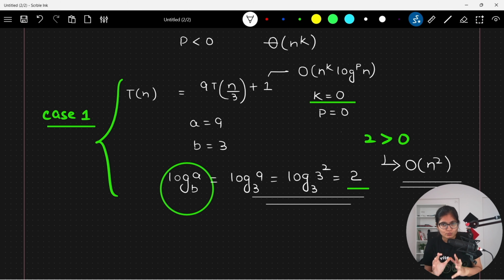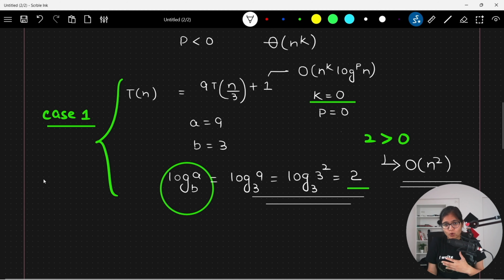Now in today's session, we want to discuss case number 2. Case number 2 says that suppose the value of log of a base b is equal to the value of k.